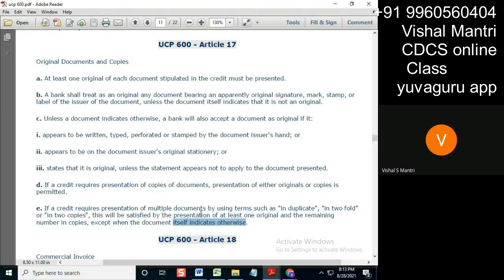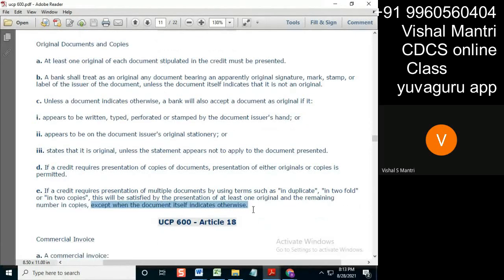What does this mean? If it's an insurance document, and it is asked to present the insurance policy in 2 folds, now it doesn't mean that one insurance and one copy. You have to present it in 2 originals because the document itself indicates. Okay.